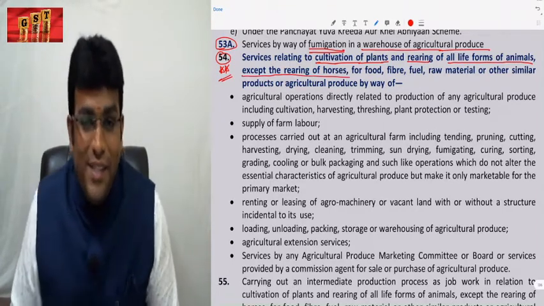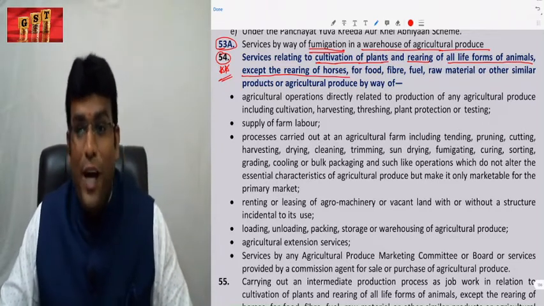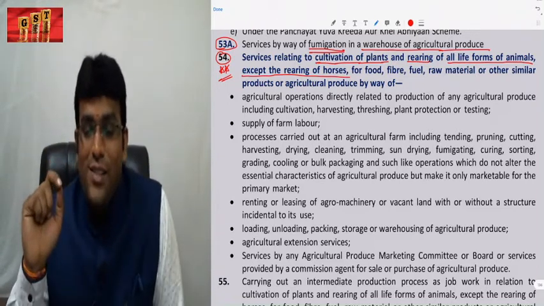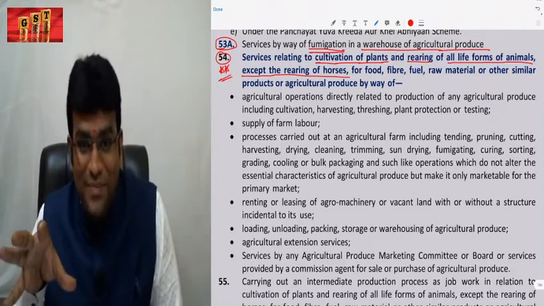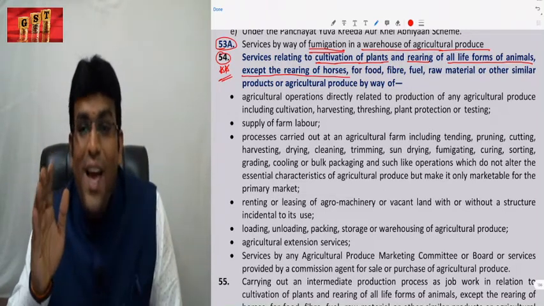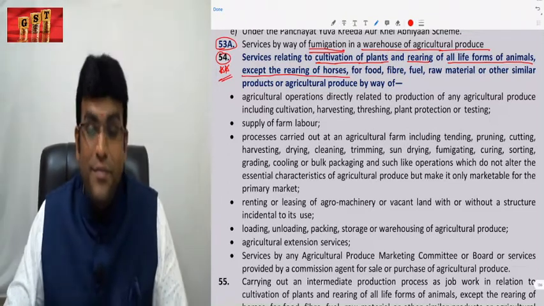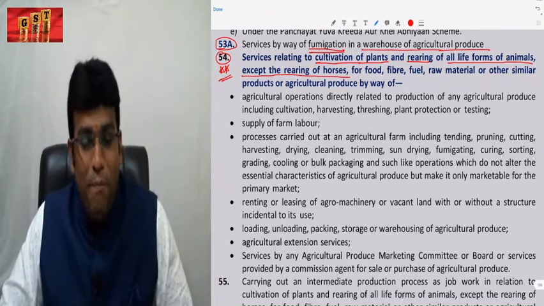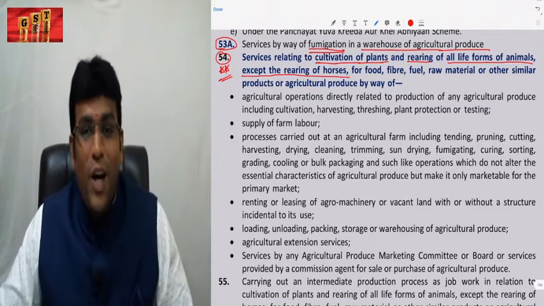That means what? Service relating to cultivation of plants. That means we are talking about service given by farmer, and rearing of all animals except what? Horses. So for horse, no exemption is being given because first of all, horse is a very costly animal, and if you are maintaining horse means you are actually a big person. Exactly. Come on. What is covered here, sir? Services relating to cultivation of plants and rearing of all life forms of animals except rearing of horses.